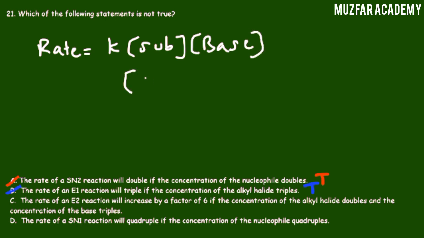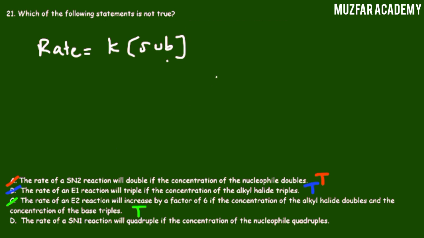So if we double the concentration of the substrate or the alkyl halide and we triple the concentration of the base, 2 times 3 is 6, the rate will increase by a factor of 6. So C is a true statement. Looking at answer choice D, the rate of an SN2 reaction will quadruple if the concentration of the nucleophile quadruples. True or false?